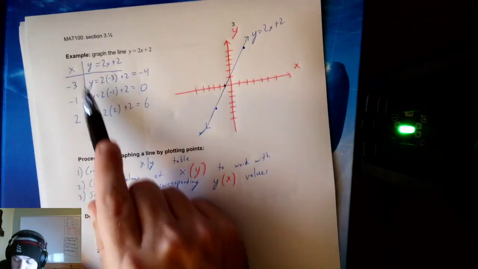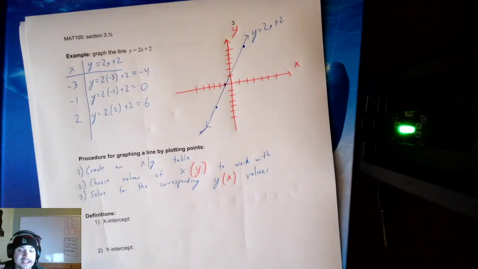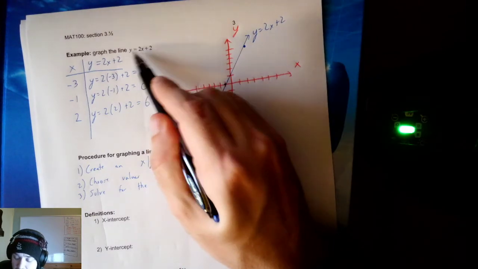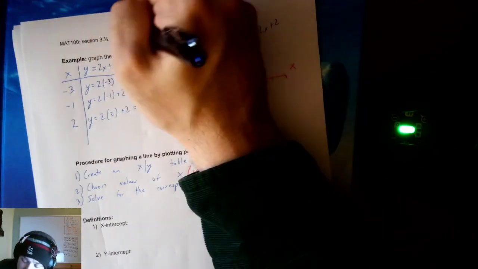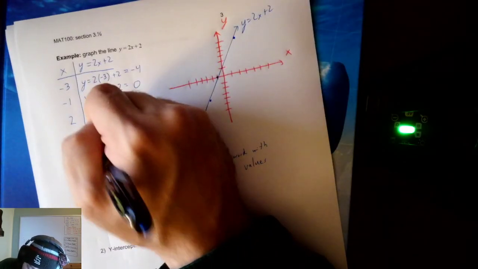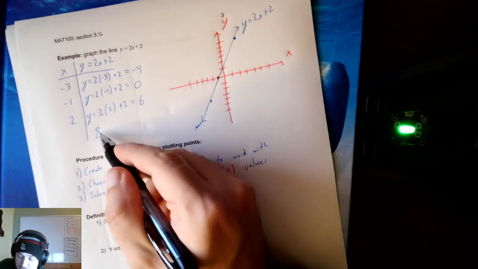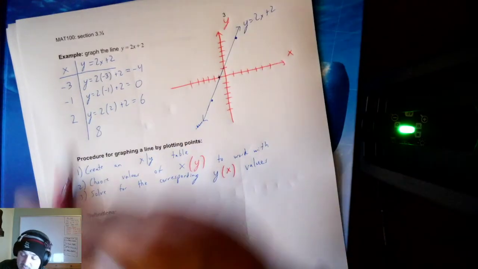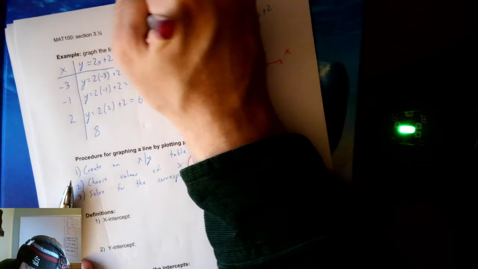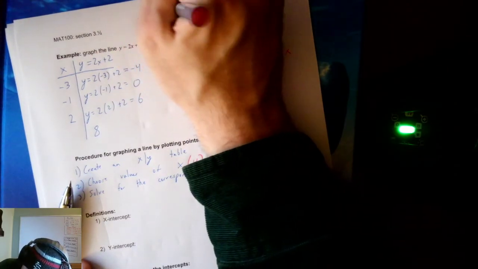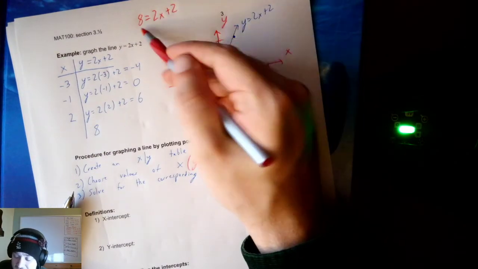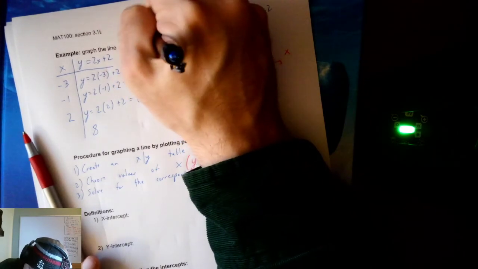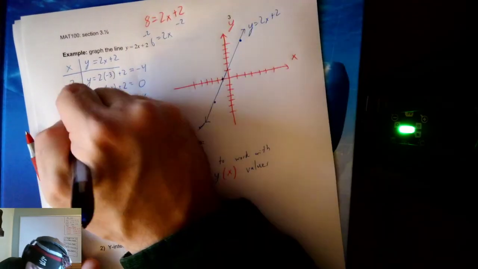Notice, when I did this problem, I chose 3 x values. There is nothing stopping me from choosing y values and plugging in y and solving for x, right? For example, maybe I want to use y equals 8. I can find the x, right? Because y is 8, so I know 8 is equal to 2x plus 2, which means I can subtract 2 from both sides, which gives me 6 equals 2x. So x will be 3.